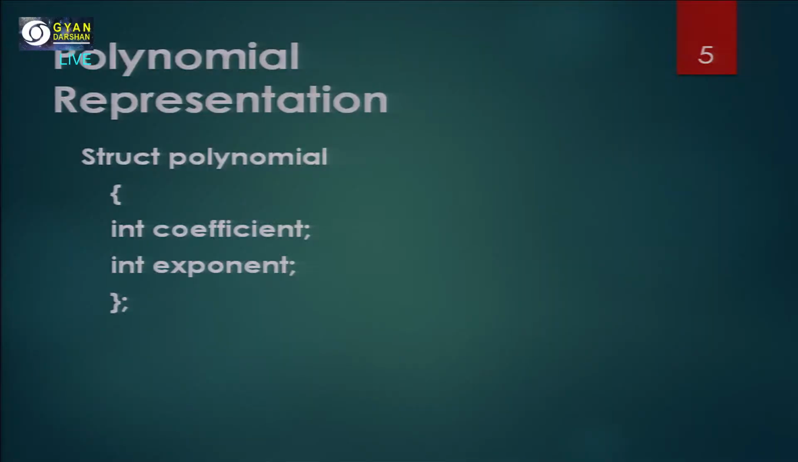Okay, so you can look at the slide and make out that this is the way a polynomial can be represented with the help of a structure, where we have integer coefficient and integer exponent. But remember one thing, this structure is representing only one term of the polynomial. So the complete polynomial will basically be a linked representation of this.